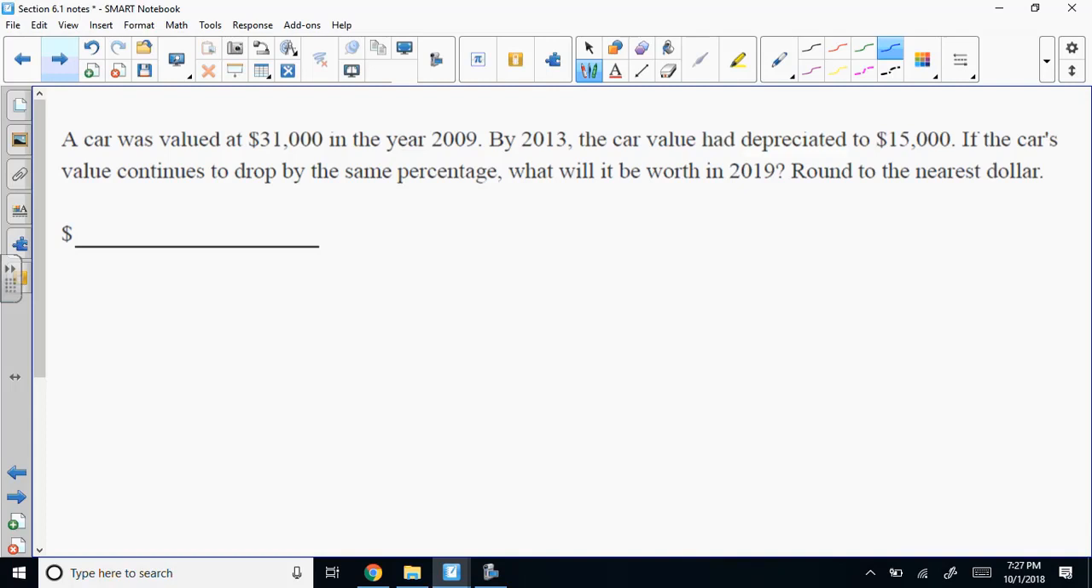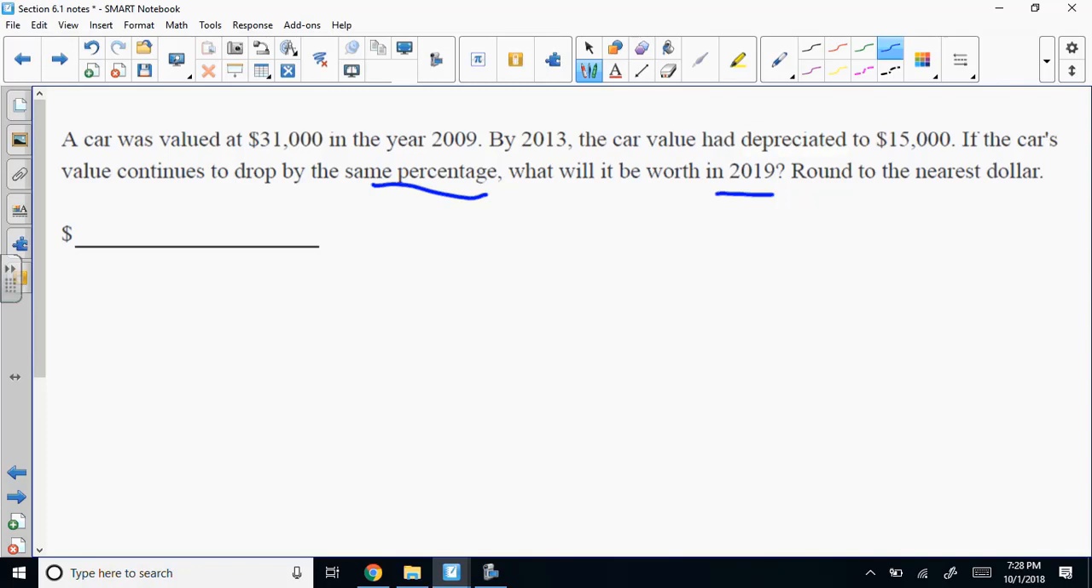A car was valued at $31,000 in the year 2009. By 2013, the car had depreciated to $15,000. If the car's value continues to drop by the same percentage, what will it be worth in 2019? Round to the nearest dollar.